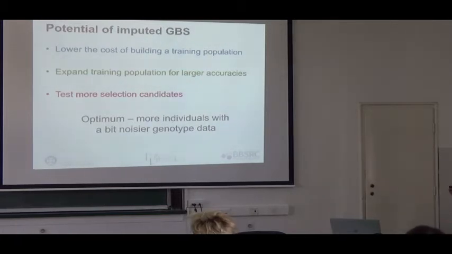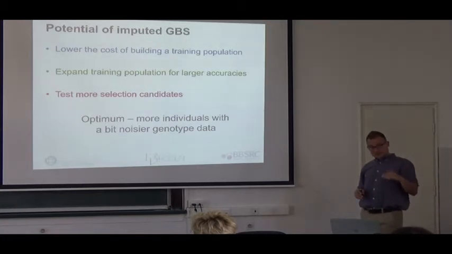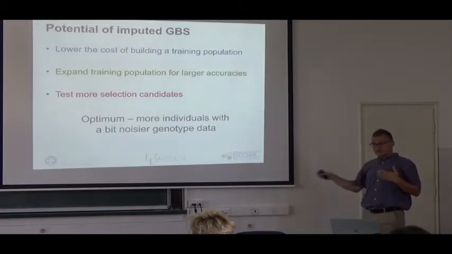And now we can test a really large number of selection candidates, because we can sequence them at very low coverage and impute them up to high coverage. And again, the optimum was, as you've seen, to do more individuals with a bit noisier data. That was the message even before without imputation. Now if I do imputation, I can go even lower and impute higher.